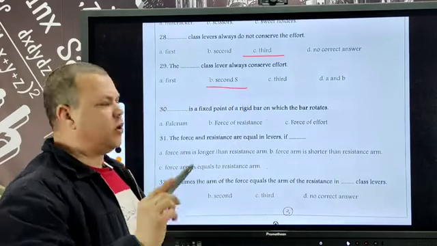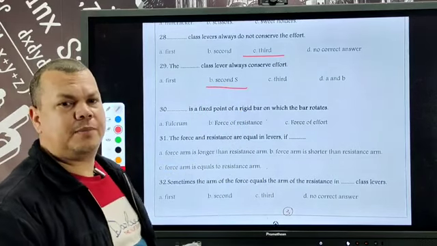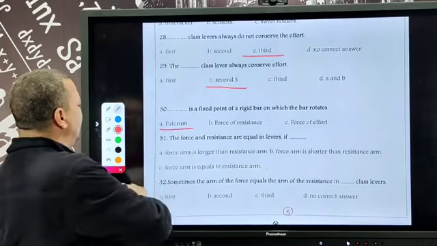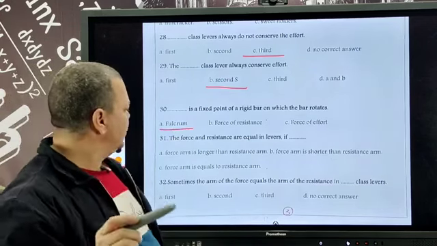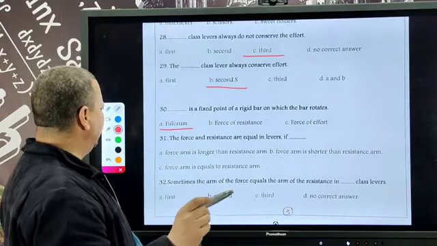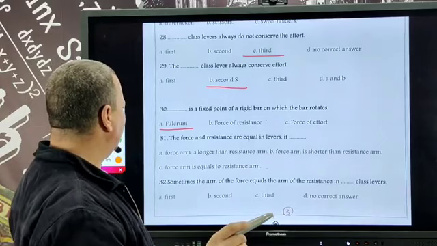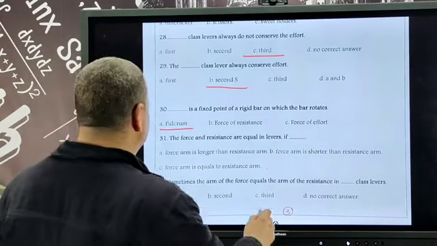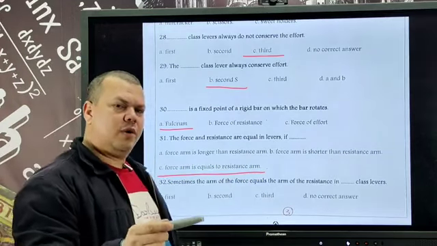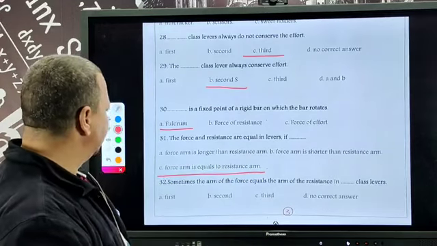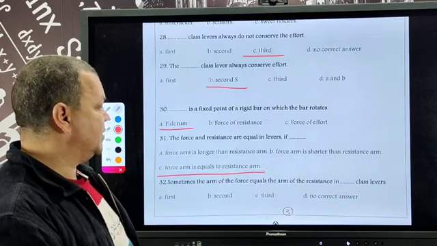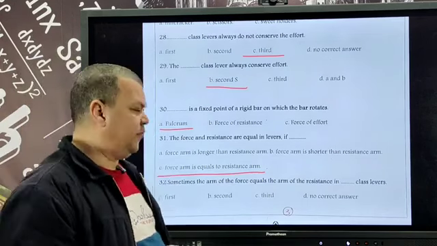30: space is a fixed point of the rigid bar on which the bar rotates. يبقى بلاقيها طبعا fixed point. ده التعريف بتاع الفالكروم أو الفولكرم. 31: the force and the resistance are equal. الاثنين امتى equals بقى؟ هيبقوا في حالة إن لما يكون arm of force is equal arm of resistance. يبقى إذا دلوقتي بنلاقي letter C اللي هي الكوريكت أنسر. 32: sometimes the arm of force equals arm of resistance. دايما بقول كلمة sometimes و maybe بتنطبق على الفيرست كلاس ليفر.